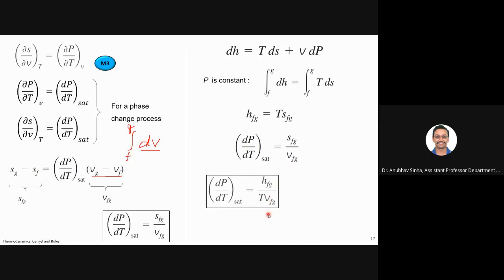Is this fine? Sir, can you please explain how the second equation has come? Dou P by dou T at constant volume is equal to dP by dT at saturation. Okay, so this equation you are asking about, this is coming from here. That is what I was explaining, that del P by del T at constant volume is equal to dP by dT at saturation.